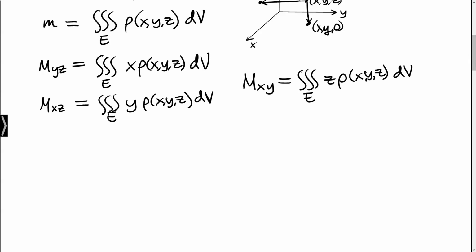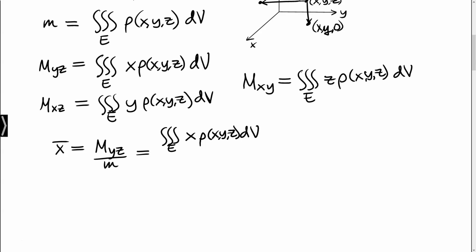So for x bar, the x coordinate of the center of mass, this will be the moment about the yz plane divided by the mass. So it's going to be the triple integral over E of x times the density, divided by the triple integral of the density.